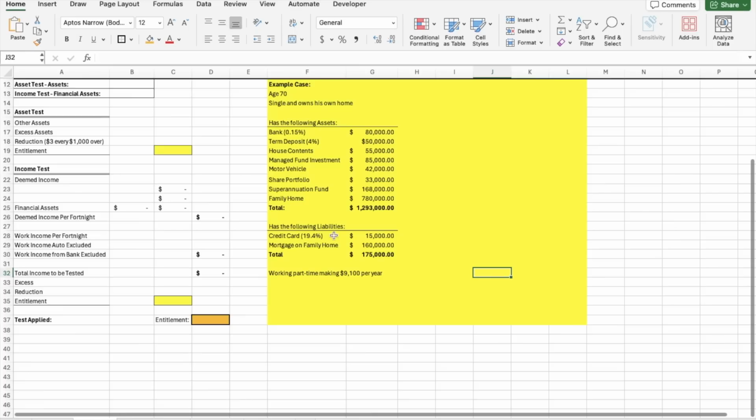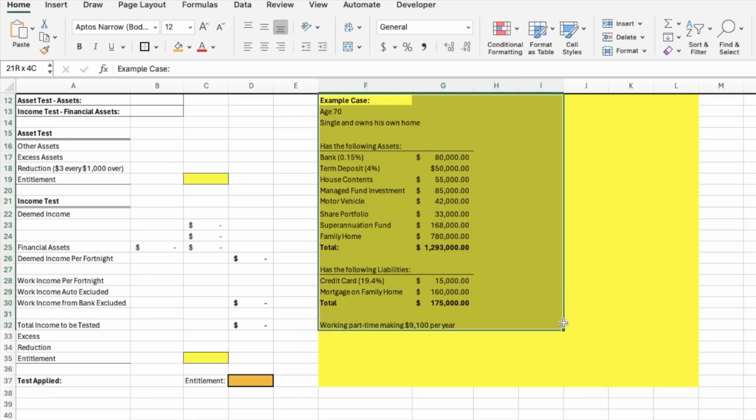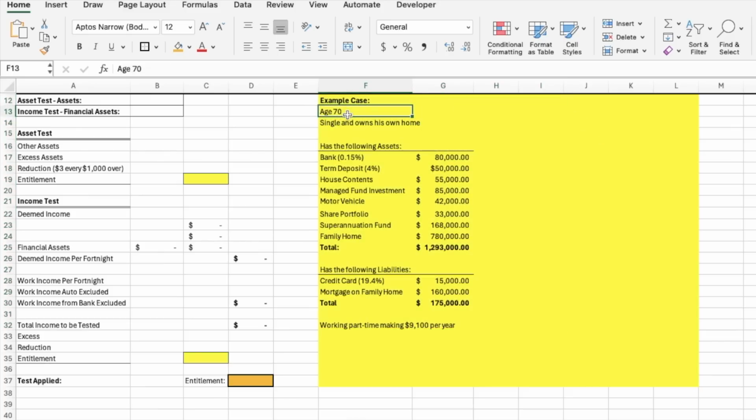I'll go through an example. I have a random case here with just some random facts about a person, because I think the best way to see how the calculation works is going through an example. So we have a person here, age 70, he's single and he owns a house. He has the following assets, the following liabilities, and this is his income.